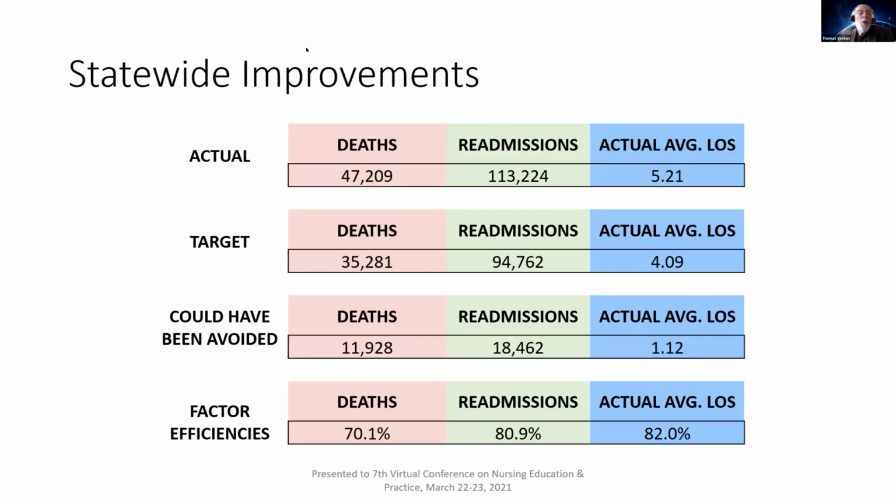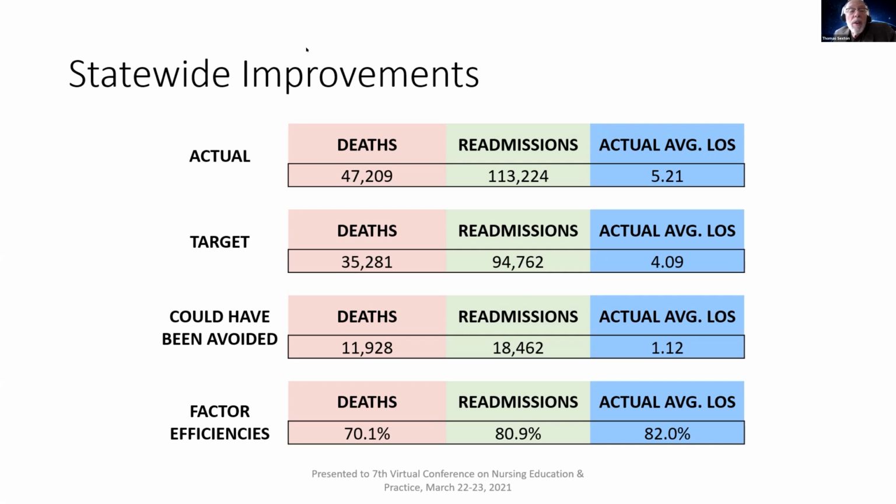This is what the overall state looks like. So from the state's perspective, how are we doing overall? Well, in the top row, we see the actual data. There were 47,000 deaths in these hospitals and 113,000 readmissions with an average length of stay of 5.2 days. Okay, that's what it was.